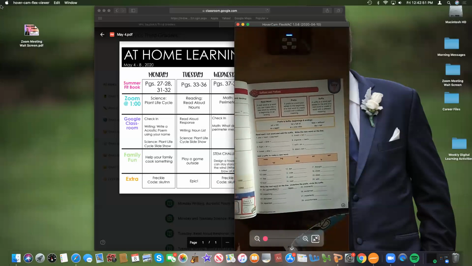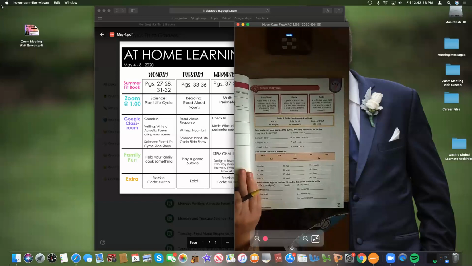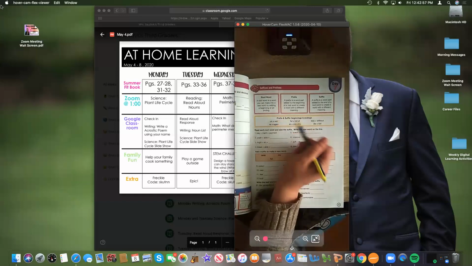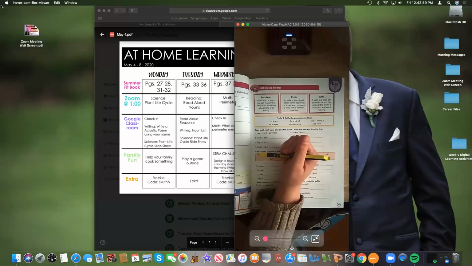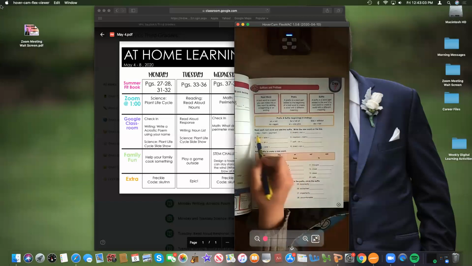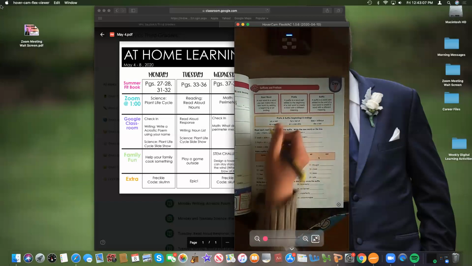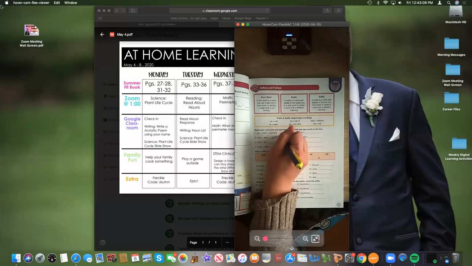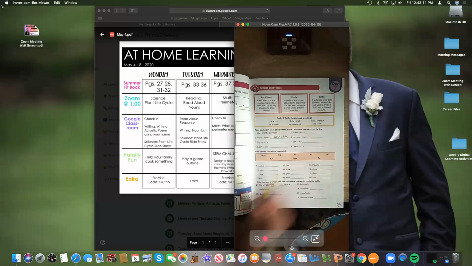Page 45, we're talking about suffixes and prefixes. We have practiced this in the classroom. Remember, prefixes go at the beginning of the word. Suffixes go at the end of the word. So you're going to do pay plus ment, payment. Wash plus able is washable. So on and so forth.